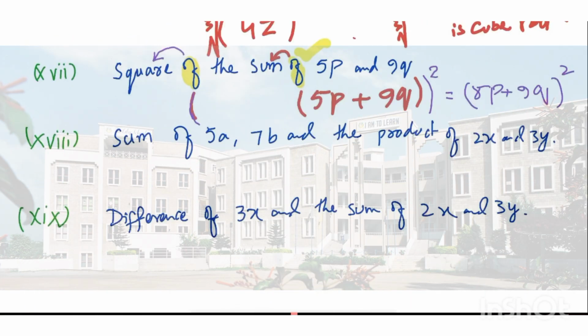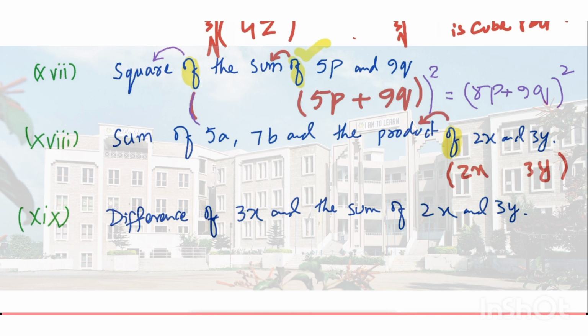Now there is a word "of" again. You can see here there is the sum of 5a and 7b and the product of 2x and 3y. So there are two "of"s, so I'm dealing with the first "of". The first "of" means the bracket till the end of this statement, and there are two variables which are 2x and 3y, and what we have to do, it says the product of, means product, before "of" there is the word product, so product means multiply, so we are putting a product sign.